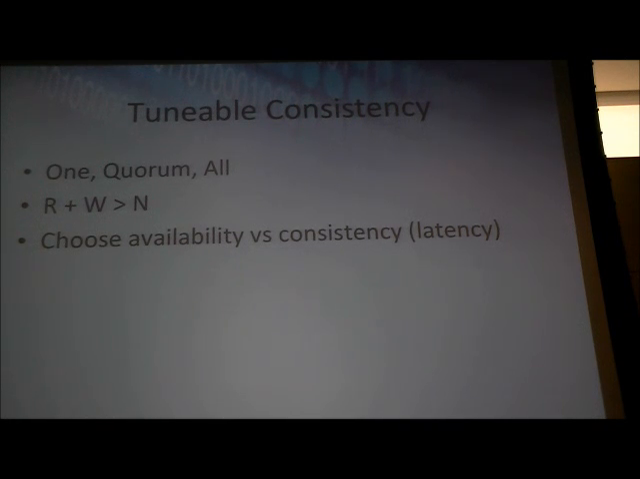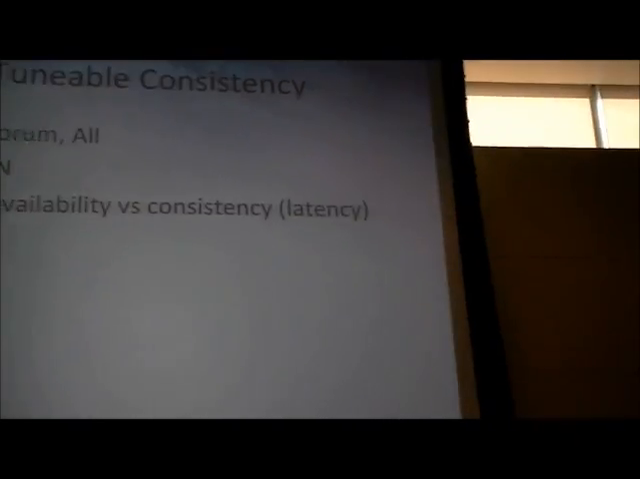As long as your reads plus your writes are greater than the number of replicas that you have, then you can have a fully consistent system. This means that you can write at quorum and then read at quorum, and your read will be consistent because you wrote to more than the majority of your replicas. When you read a majority of your replicas, you'll get a fully consistent view of your data at that point, which is a very important thing for a lot of people.